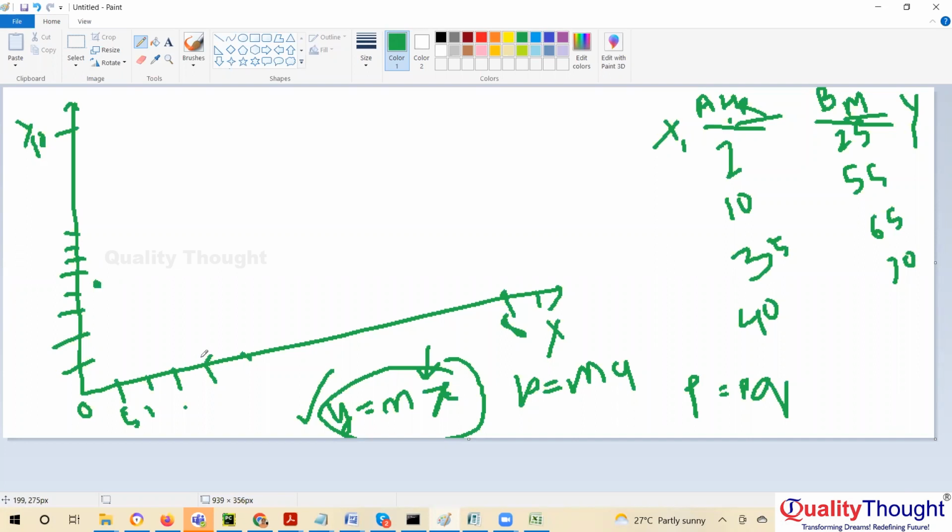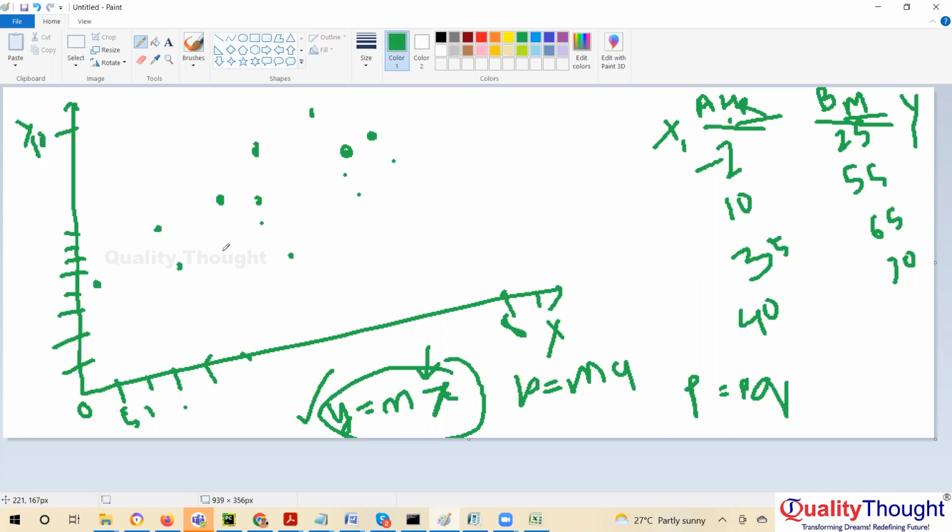So this is how a scatter plot is drawn: a value on the x-axis, a value on the y-axis. So this one, 2, 25. Then 10, 55, somewhere here you'll get. 35, 65, something like this. 40, 70, something like this. You might have more such values. Something could be here also, something could be here. So you are creating multiple such combinations of x and y.